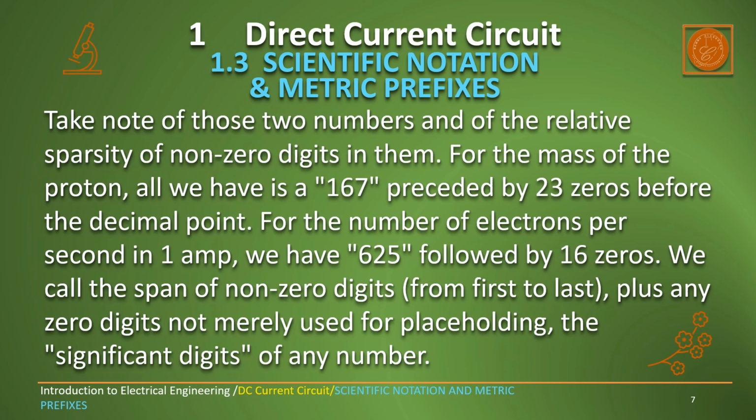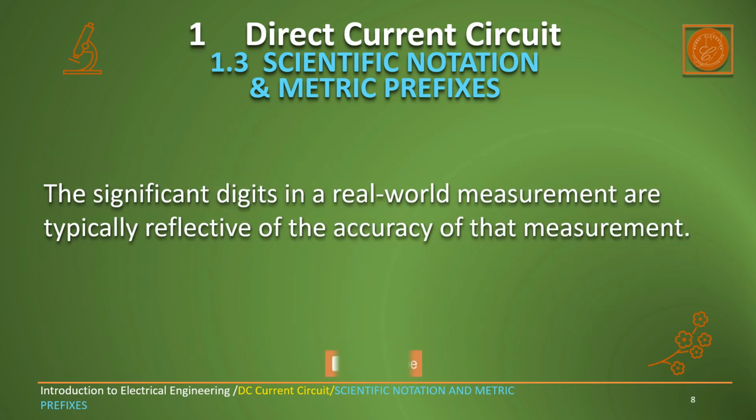We call the span of non-zero digits from first to last, plus any zero digits not merely used for placeholding, the significant digits of any number. The significant digits in a real-world measurement are typically reflective of the accuracy of that measurement.